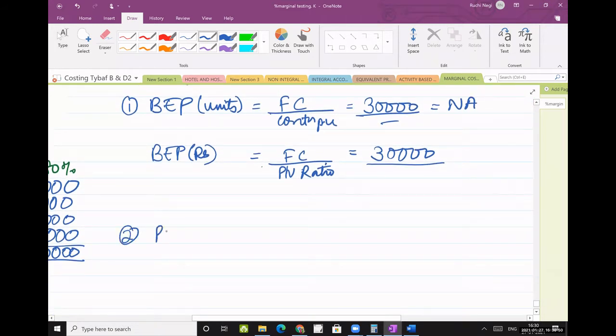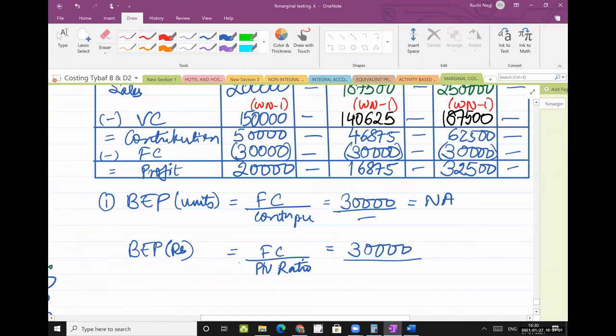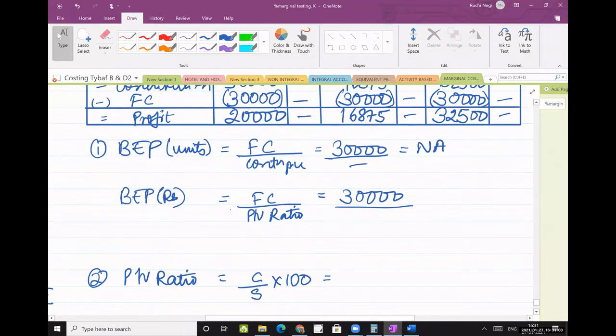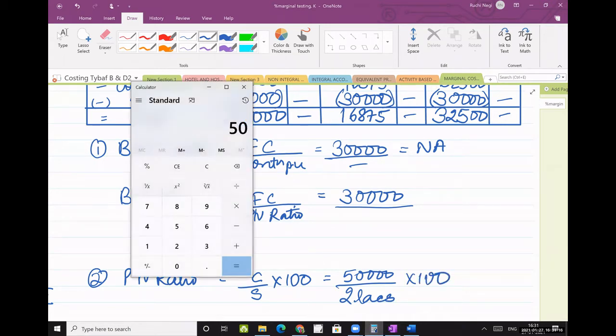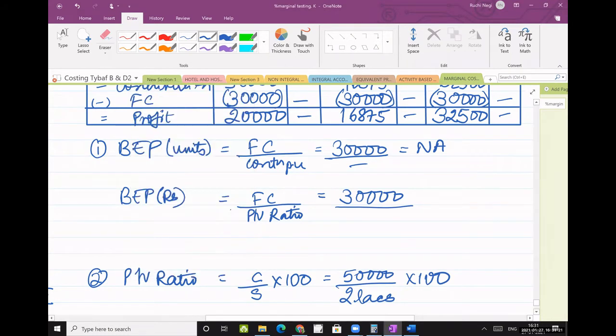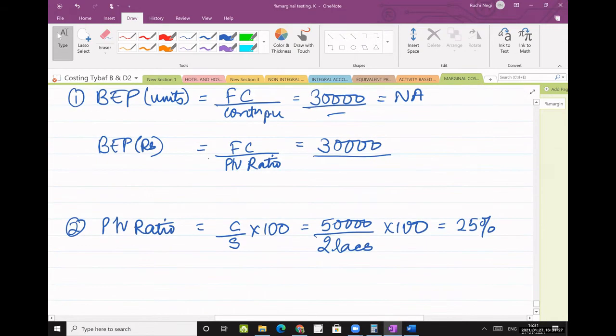So let us calculate second thing which is asked in the question, which is PV ratio, which is contribution upon sales into 100. So contribution in the first case is how much? 50,000 and sales is 2 lakhs. So 50,000 divided by 2 lakhs into 100. So my answer is 25%. Okay, so this is my PV ratio.